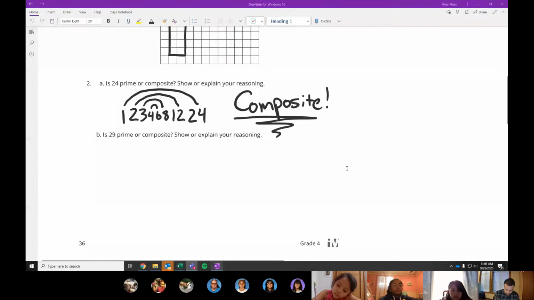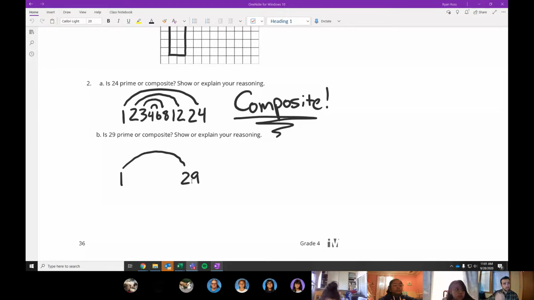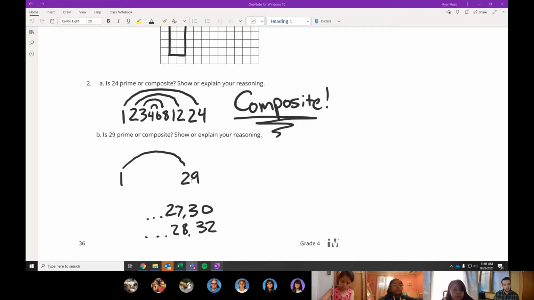Now let's look at 29. Same thing yet again, make our factor rainbow and decide how many factors it has. We have 1 and 29 to start off like usual. It's an odd number, so 2 won't go into 29. If we skip count by 2, we won't land on 29. We could try 3, but when we skip count by 3, we would have 27 and 30, so we'd skip over 29. If we were to skip count by 4, we would eventually get to 28 and then go to 32. So after trying all of these out, there actually is not another factor pair, just 1 and 29.